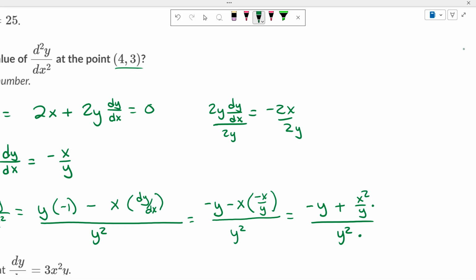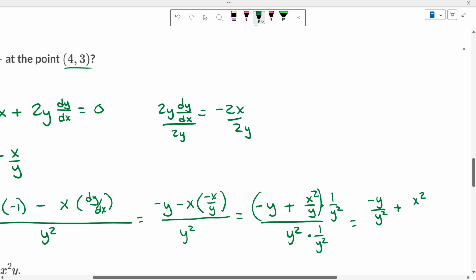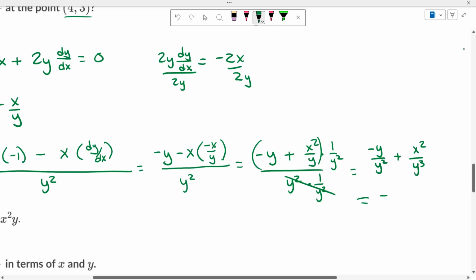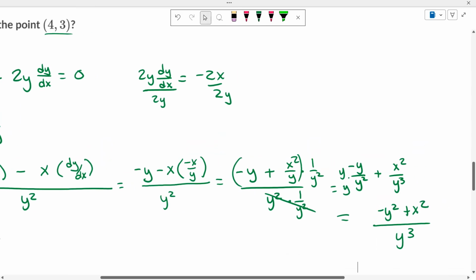So 1 over what? Since I have a complex fraction, I'm going to multiply the whole numerator by the reciprocal of the denominator. So you get negative y over y squared plus x squared over y cubed. You could multiply this by y over y to get negative y squared plus x squared over y cubed. And this is the answer, except then you have to plug in the values of (4, 3).